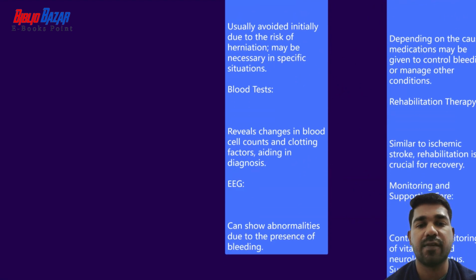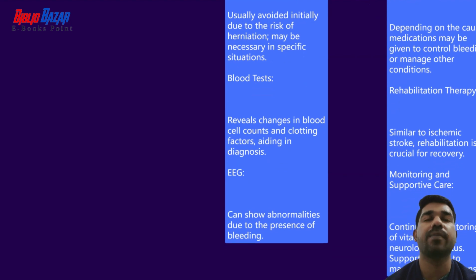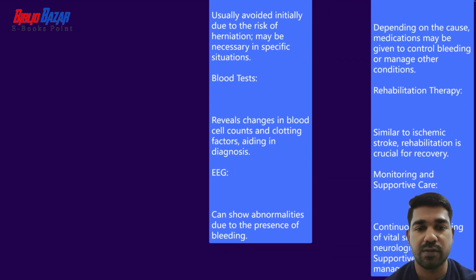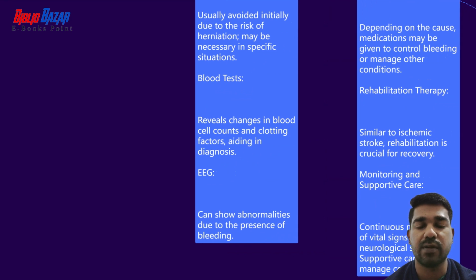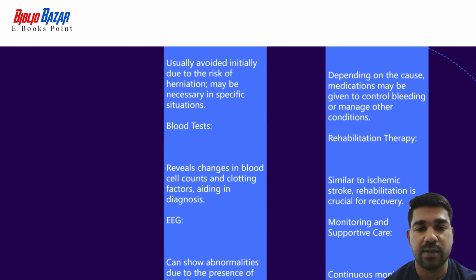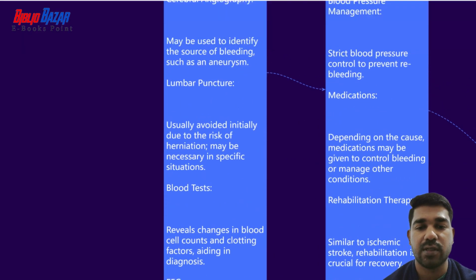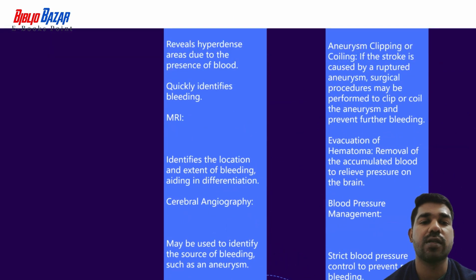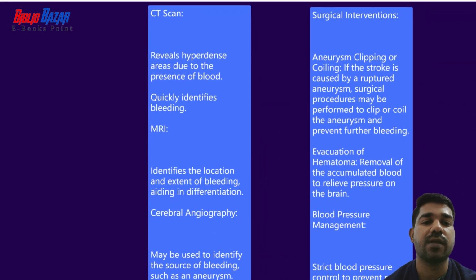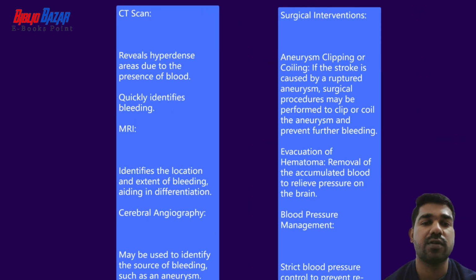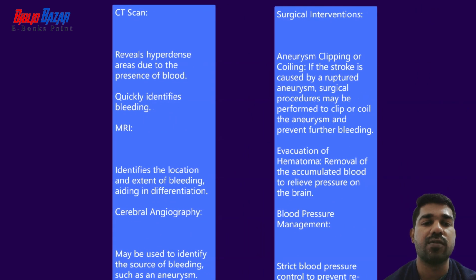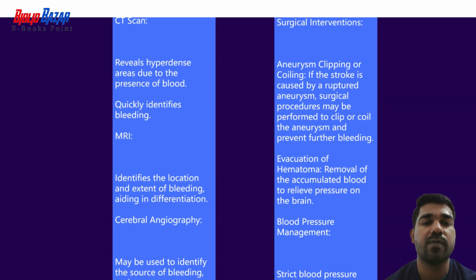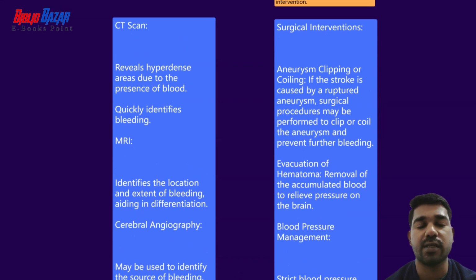So lumbar puncture can be avoided. Usually we will do it only in meningitis cases. Okay, the blood tests reveal changes in the blood count and clotting factors, which help to diagnose the cause of hemorrhagic stroke. Then EEG is not usually recommended. If the patient has a seizure, they will usually recommend it to monitor the patient's abnormal electrical brain activity.